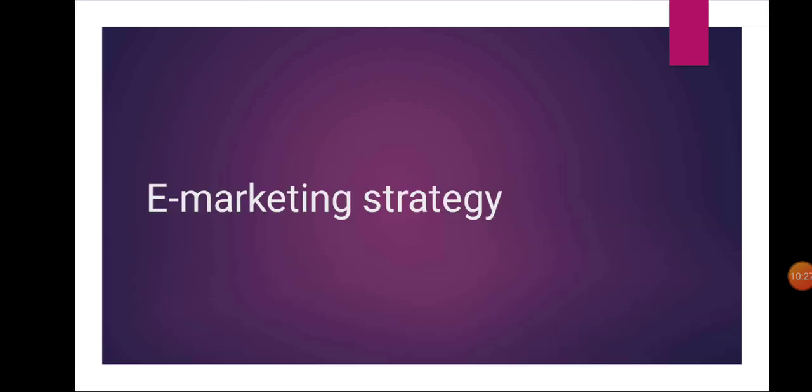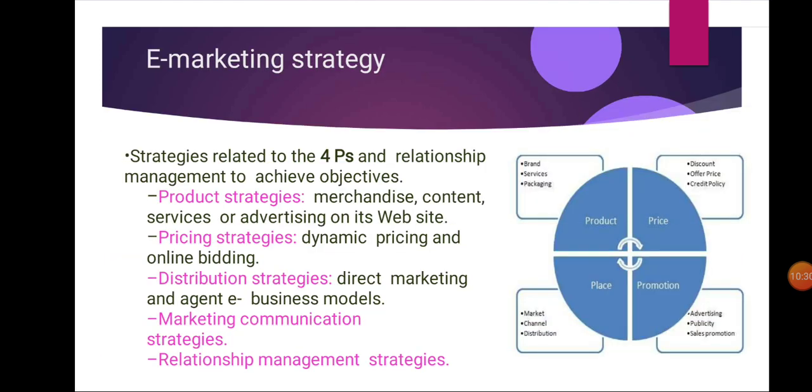So next is e-marketing strategy. Here we use the 4Ps especially, and relationship management, which plays a huge role in the e-marketing plan. First we see product strategy: merchandising, content, surveys, or advertising on its website. Basically you can find it on Amazon, or when you access any web portals of businesses. Pricing strategy: dynamic pricing and online bidding. With dynamic pricing, you always find on the web that the pricing keeps changing. And online bidding especially happens for search engine optimization.